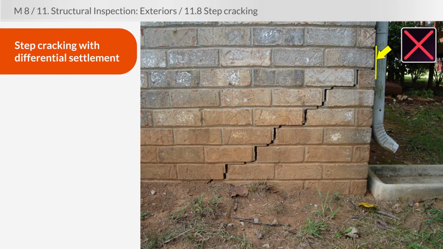This shows a pretty classic case of step cracking along with some differential settlement. As you can see, by the yellow line where the corner of the home has dropped down and away from the rest of the home. This type of crack will also show up around the corner. And when you get into the interior, this home does have a basement, and you'll be able to see the cracked foundation as well.